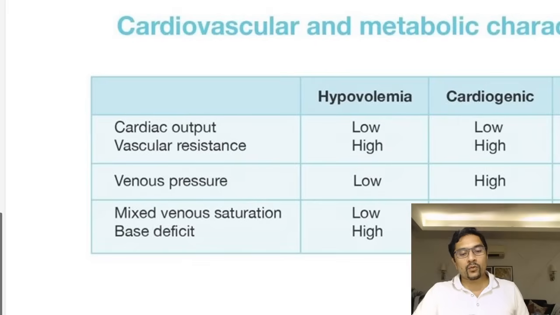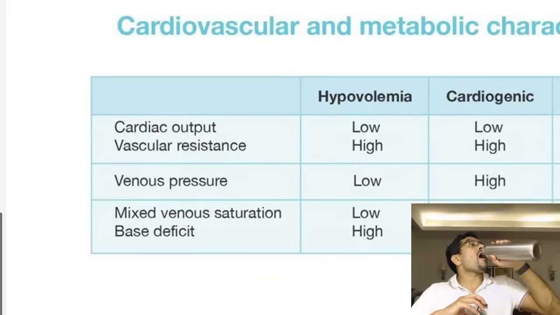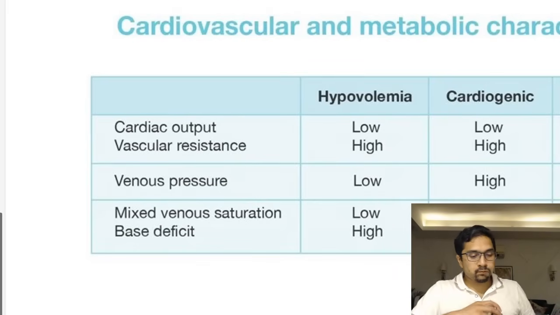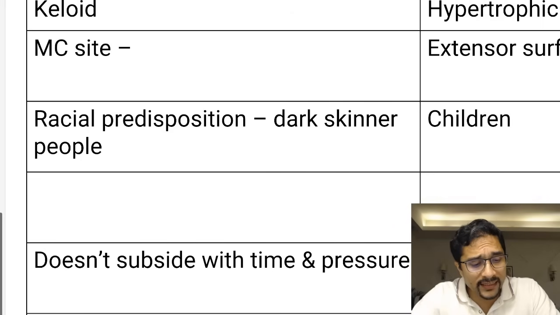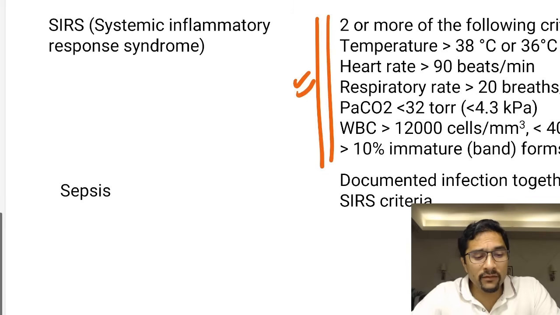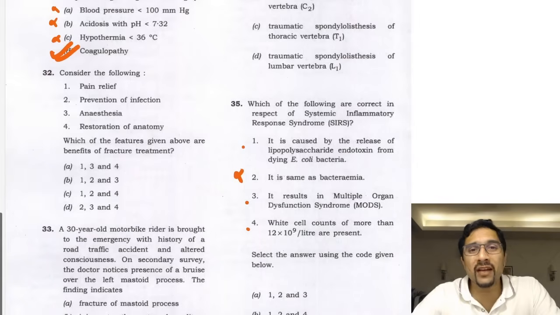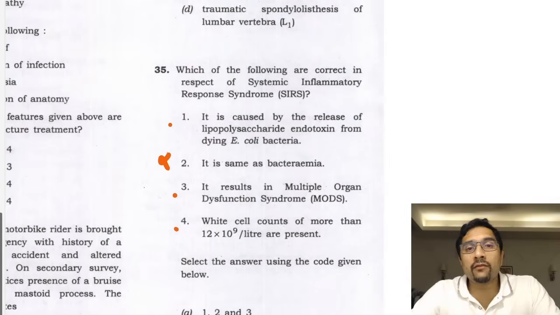Low cardiac output is the correct answer in patients with distributive shock. And distributive shock can be which all types of shocks? You can have anaphylactic shock, you can have warm septic shock as well, right?